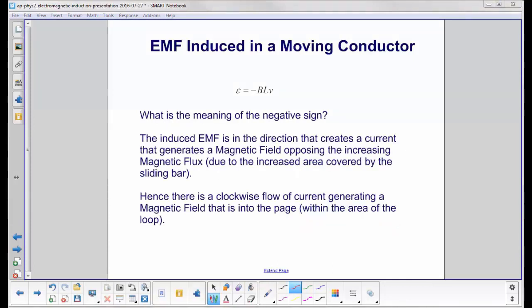What is the meaning of the negative sign? That tells us that the induced EMF is in the direction that creates a current that will generate a magnetic field that opposes the increasing magnetic flux.